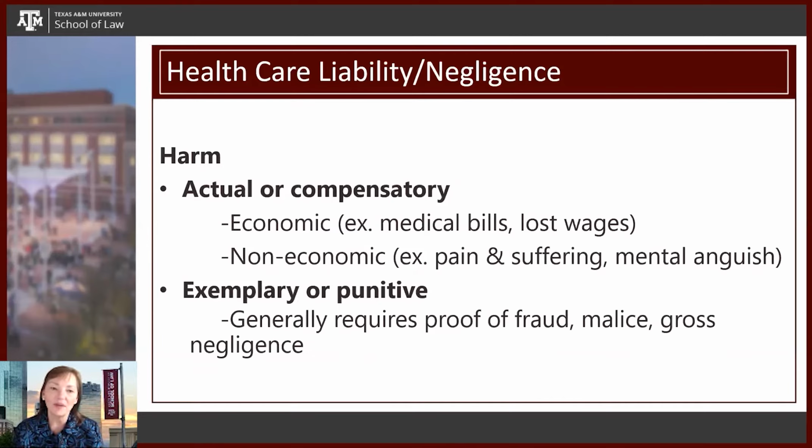So the final element is harm. There are several different types of harm. There's actual and compensatory harm, and two types of actual or compensatory harm. One is economic damages, and those are damages that are fairly tangible, and you can prove them with some degree of certainty, we know exactly what this is, such as medical bills. And the medical bills in a case will be discoverable. Both sides will have the medical bills. They can look at the documents and determine exactly what the medical bills were.